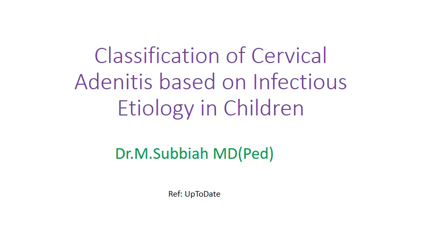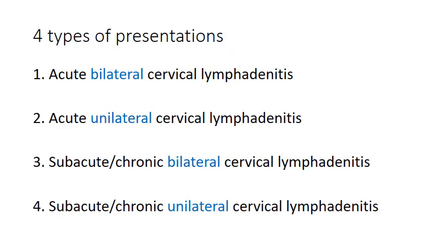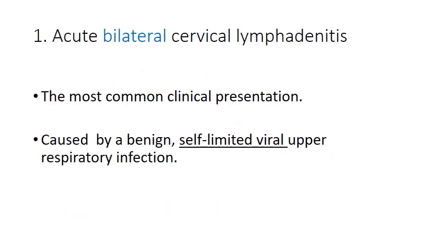How to classify cervical lymphadenitis based upon its infectious etiology. There are four types of presentations. One is acute bilateral cervical lymphadenitis, acute unilateral cervical lymphadenitis, subacute or chronic bilateral cervical lymphadenitis, and subacute or chronic unilateral cervical lymphadenitis.